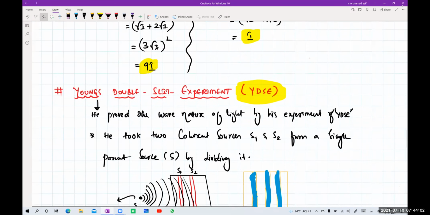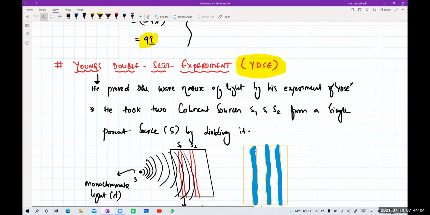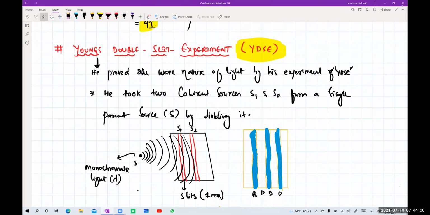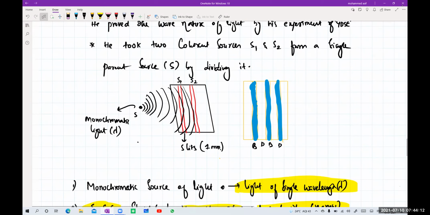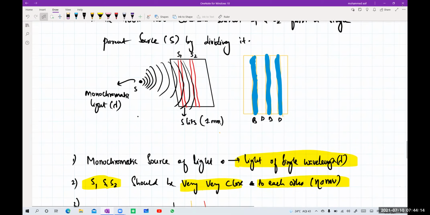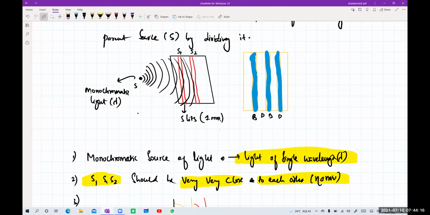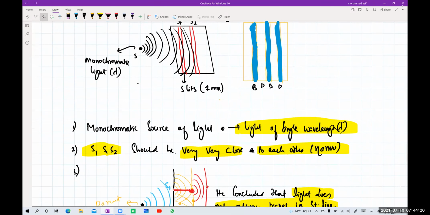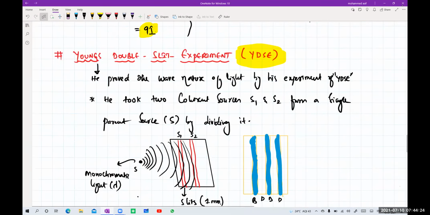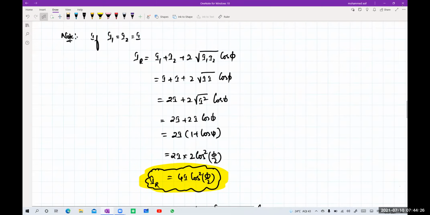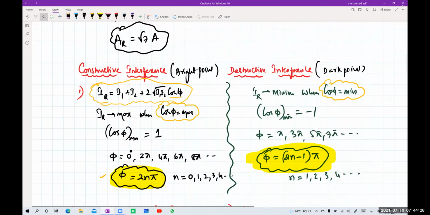So what is YDSE, beta? The YDSE experiment is an experiment which proves the wave nature of light. He took two coherent sources S1 and S2 from a single parent source and divided it by using slits, and the size of the holes of the slit should be comparable to the wavelength of light. What type of light are we using, beta? Here monochromatic light is being used. Clear for everyone? So this is the experimental definition of Young's double slit experiment.